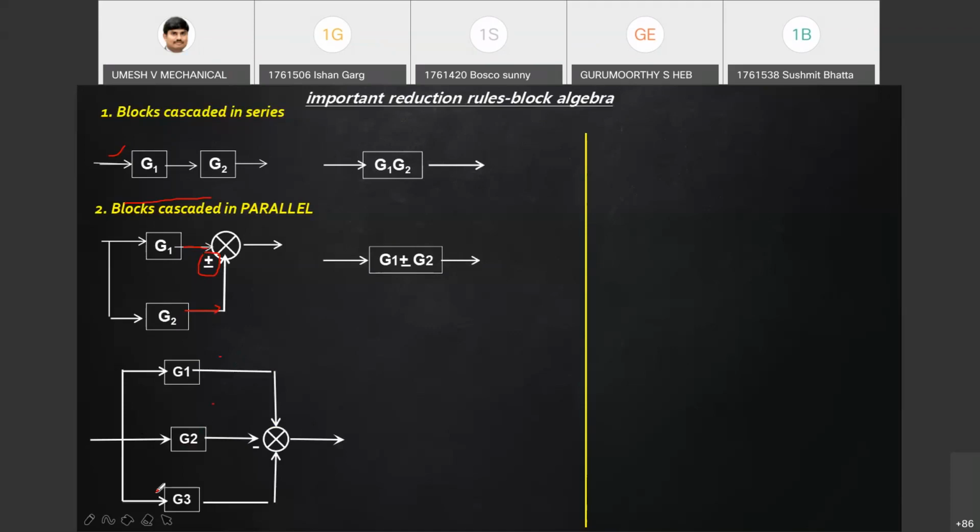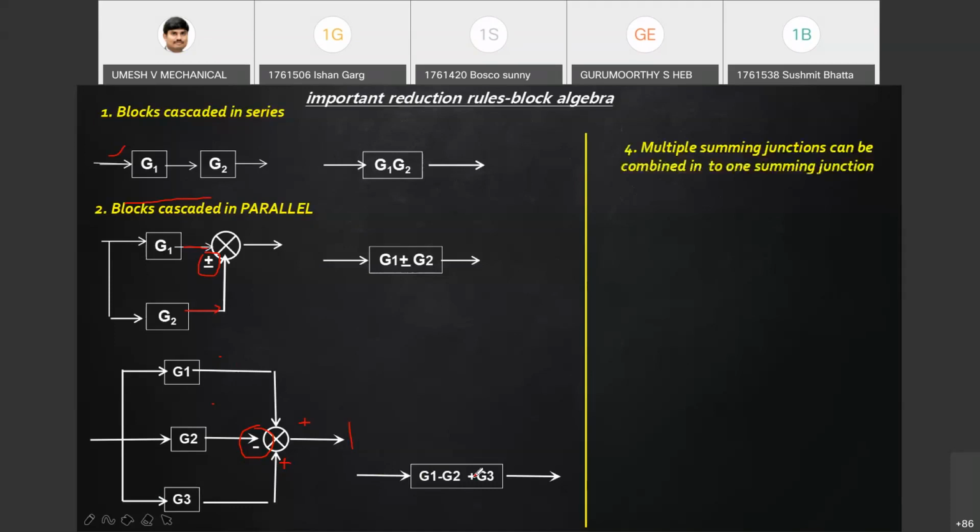Arrow mark is so important here. Only G2 is joining here with minus. If nothing is there, it means it is plus. So G1 and G3 are coming and joining the point with plus. So it is nothing but G1 minus G2 plus G3. You can reduce it to one block. So G1 minus G2 plus G3, like this.